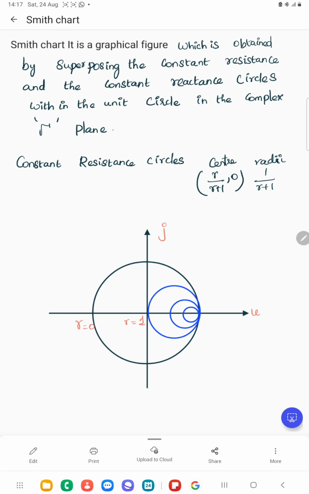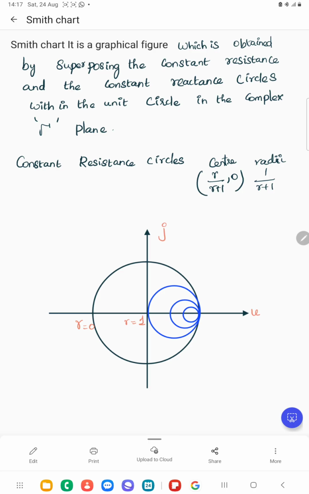It is mainly used for the easy calculation of the VSWR, reflection coefficients and input impedance of a transmission line problem. In that we have two types of circles. One is constant resistance circles, which have the center R divided by R plus 1, comma 0, and a radius of 1 by R plus 1. Here the center R is equal to 1. So these are the constant resistance circles.